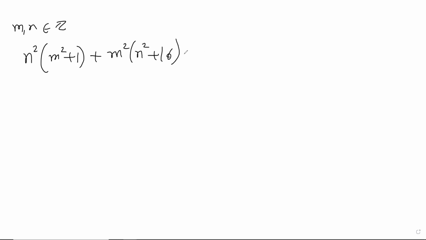Yes, sir. m and n are integers such that n square times m square plus 1, plus m square times n square plus 16, is equal to 448. Find all possible ordered pairs m, n.